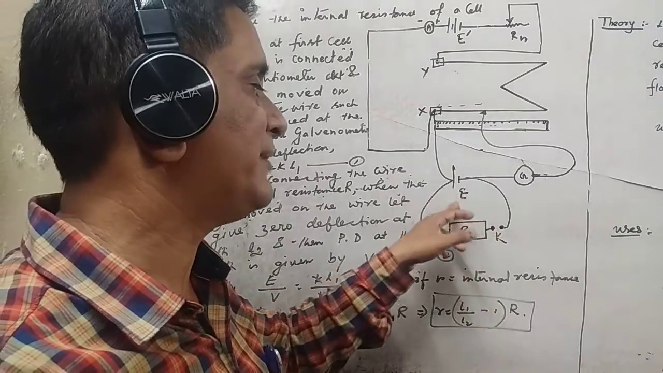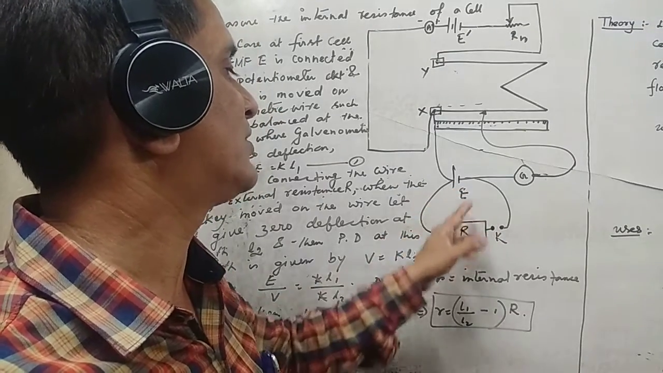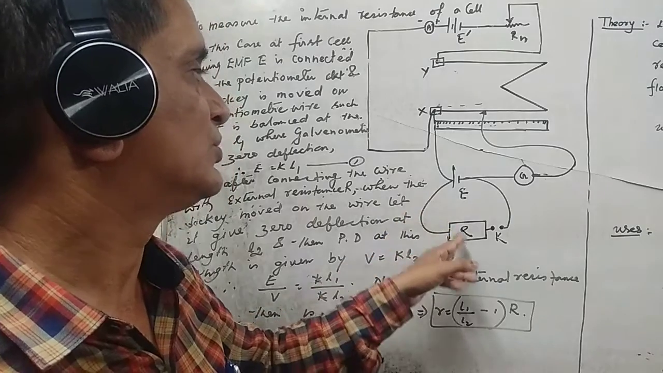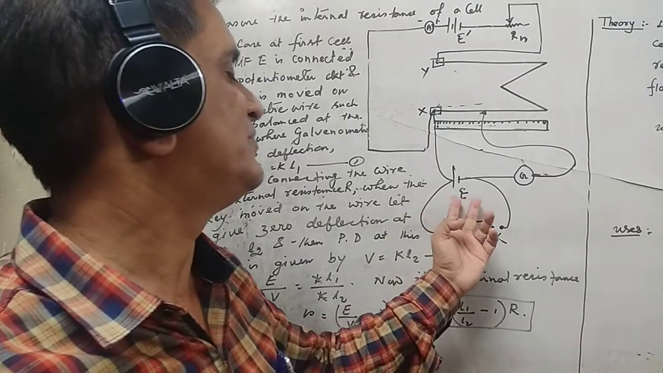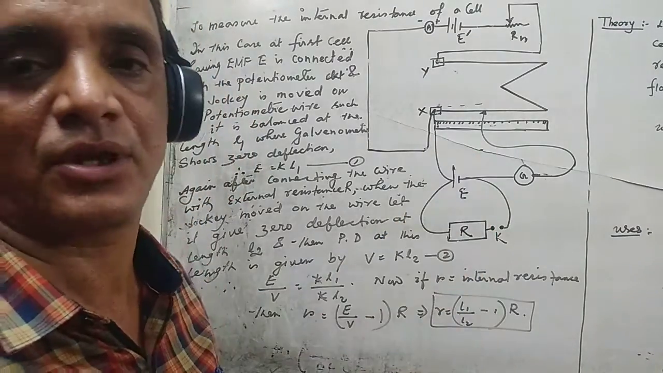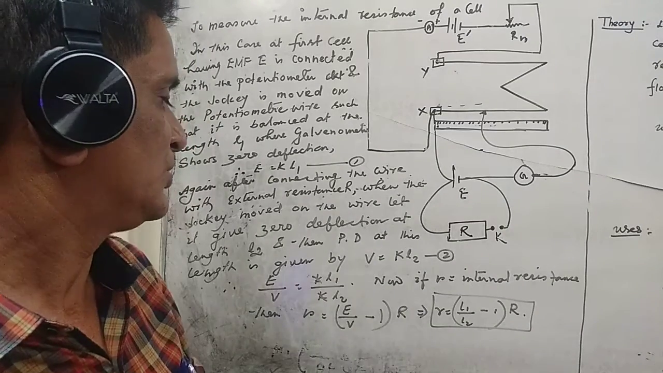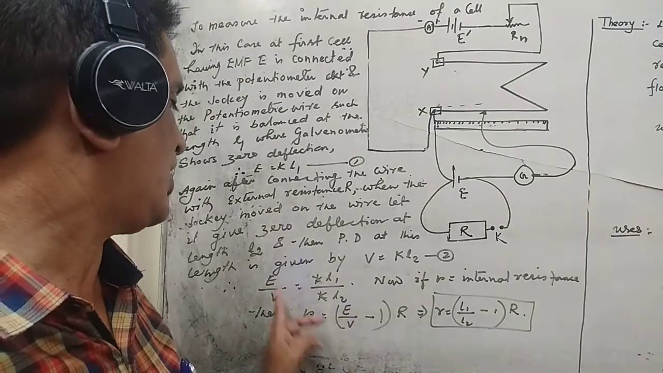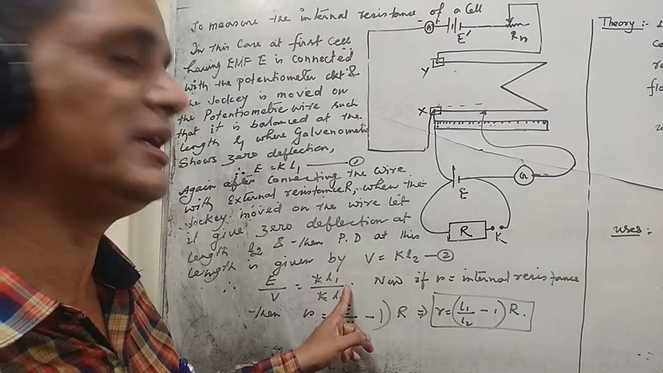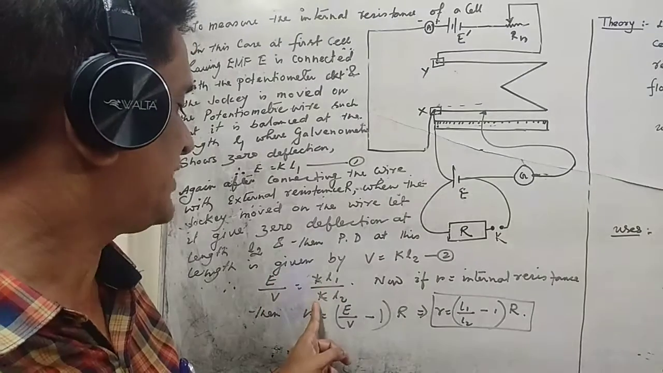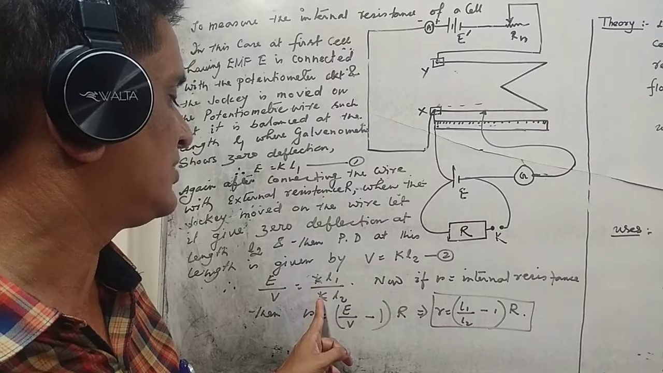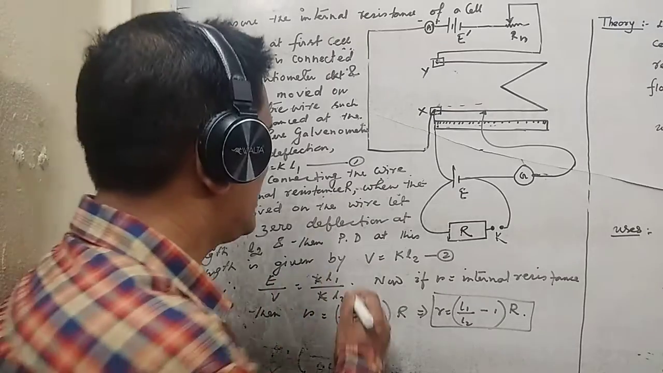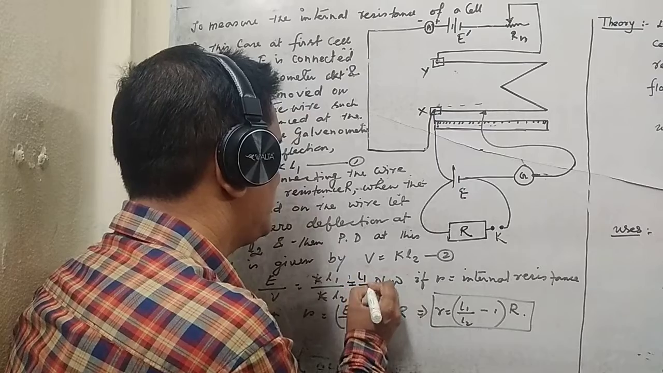Now this EMF will not remain as EMF because this resistance is drawing some current, so it gives the potential difference, not the EMF. So V is equal to K into L2. Now E by V is equal to K L1 divided by K L2, K will cancel out, and we get E by V equal to L1 by L2.